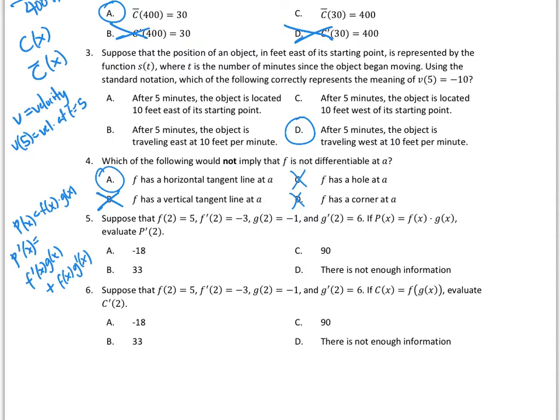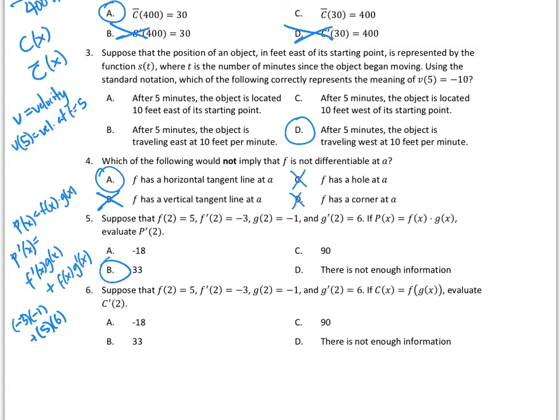If we plug in the numbers that we're given, f of 2 equals 5, f prime of 2 equals negative 3, g of 2 equals negative 1, and g prime of 2 equals 6, then in this product rule calculation, what we get is negative 3 times g, which is negative 1, plus f, which is 5, times g prime, which is 6. Negative 3 times negative 1 is 3, 5 times 6 is 30, 3 plus 30 is 33, and so the correct option is B.